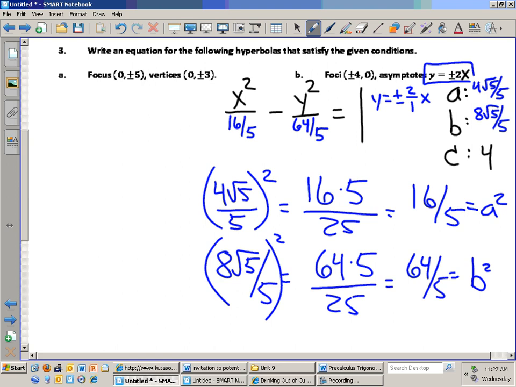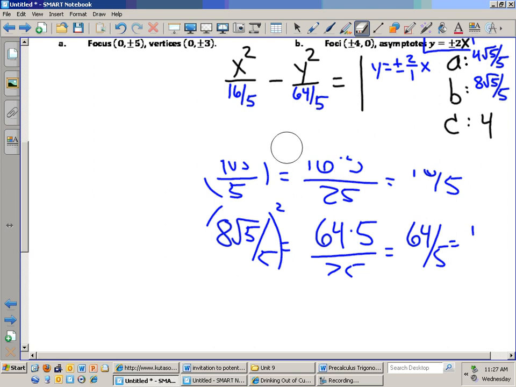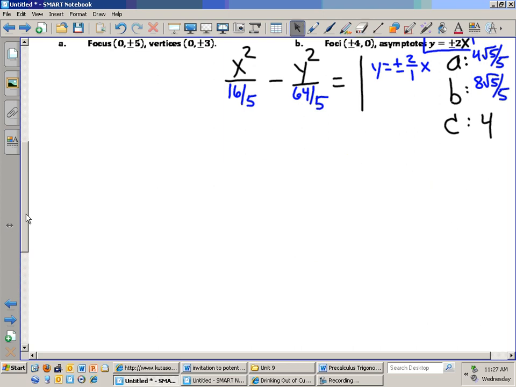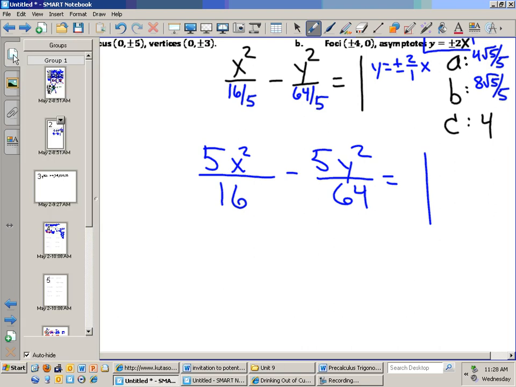This is the question that came up in your assignment. Because we don't write things like that, do we? We don't divide by a fraction. Instead of dividing by a fraction, we multiply by the reciprocal. And the reciprocal of 16 fifths is 5 over 16. Now you're done. Isn't that a cool problem? That is your assignment.